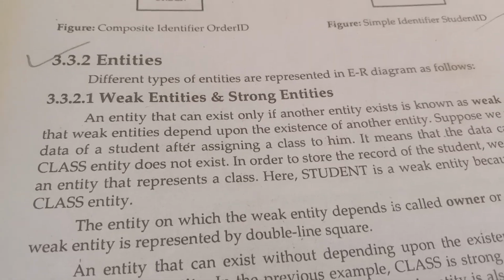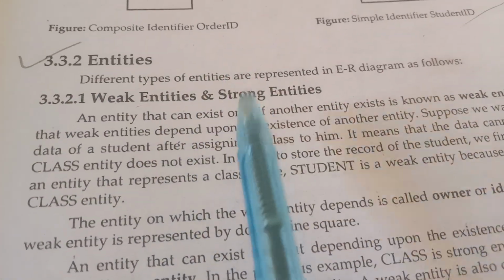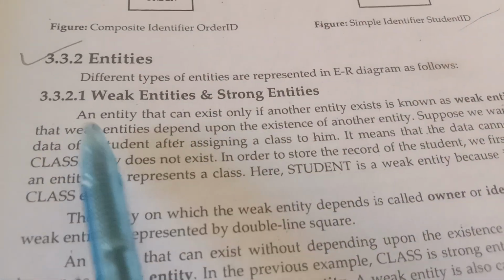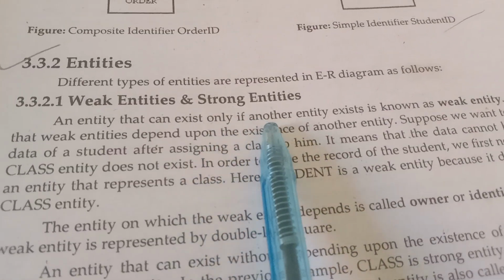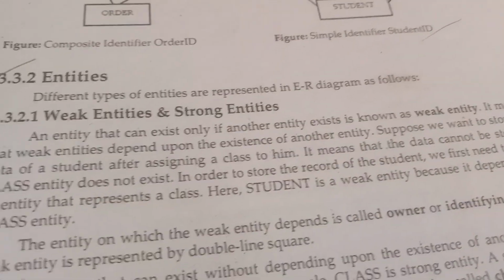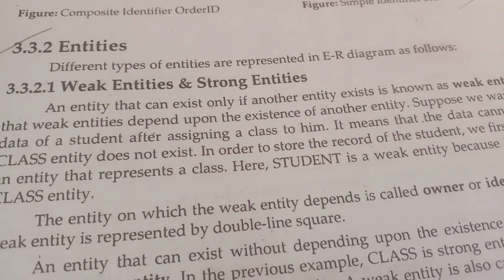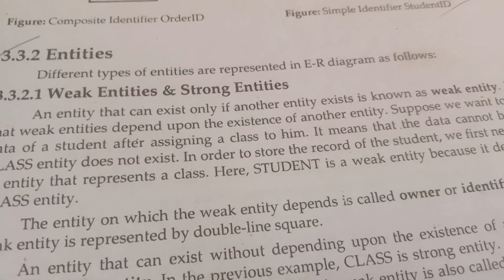Entities. Different types of entities are represented in an ER diagram as follows: weak entities and strong entities. An entity that can exist only if another entity exists is known as a weak entity. It means that weak entities depend upon the existence of another entity.